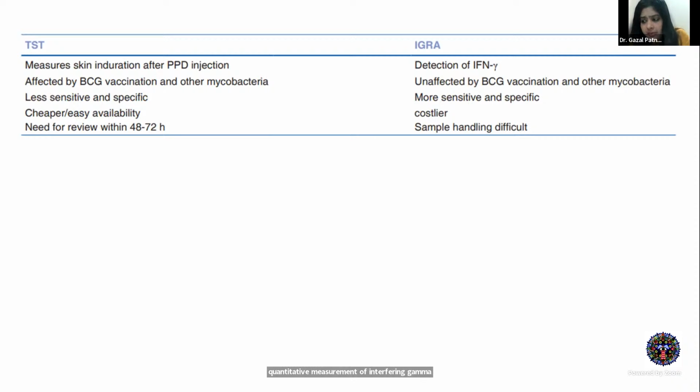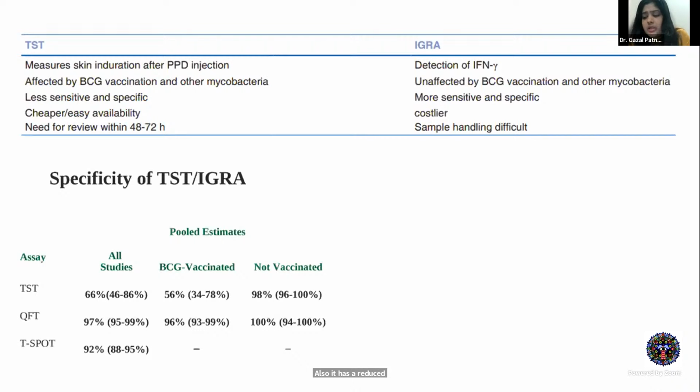However, the main disadvantage is the higher cost, the need of trained technicians and specialized instruments, so logistics becomes a major issue. Also, it has a reduced sensitivity in immunocompromised patients and children. The role of TST and IGRAs has been evaluated, and IGRAs can be used for diagnosing latent TB in low endemic areas where the specificity is around 92 to 97%.